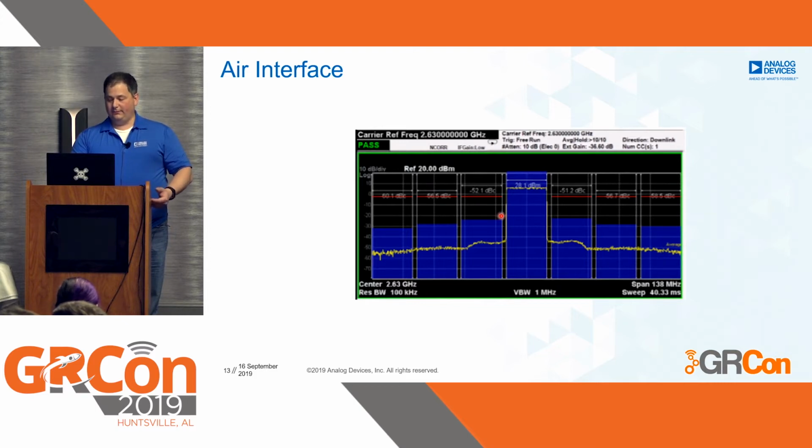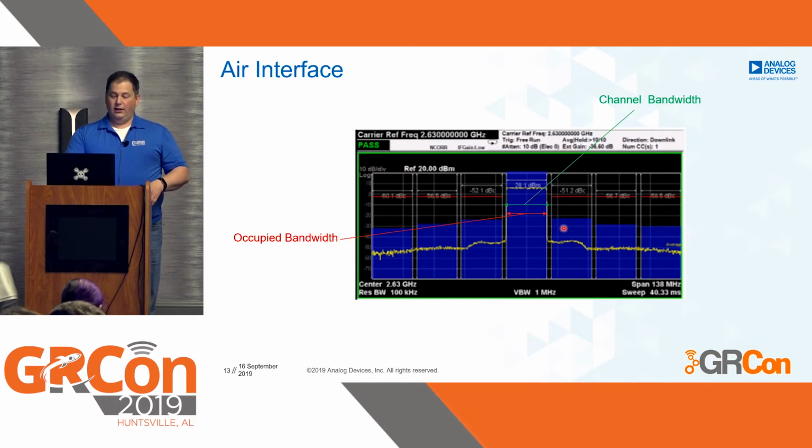So here we have a signal. We have our channel bandwidth. And so typically this is the bandwidth plus the guard band. If you want to know what the actual channel is, we talk about occupied bandwidth. So the difference between occupied bandwidth and channel bandwidth is the guard band, so separating out your adjacent channels.